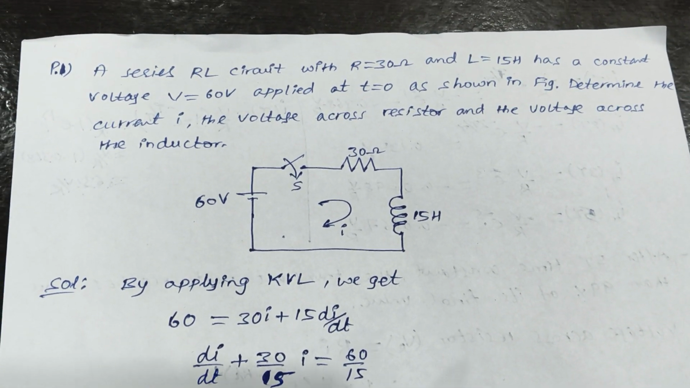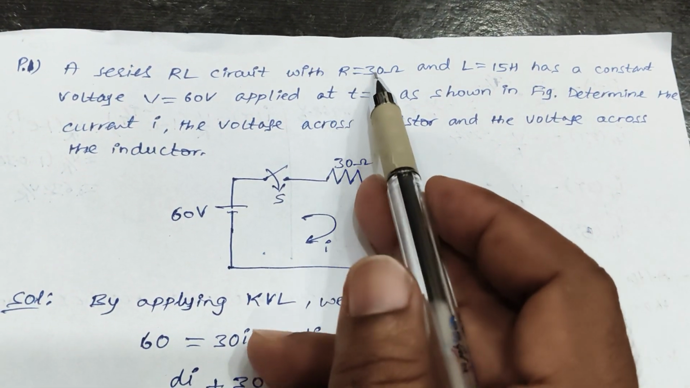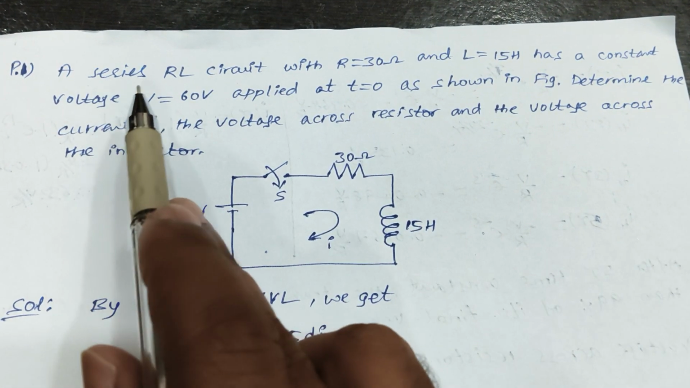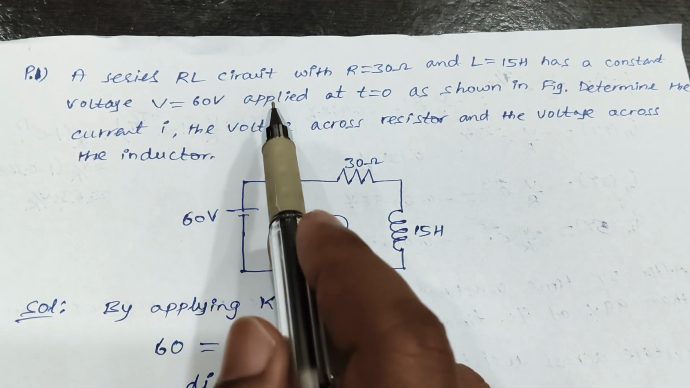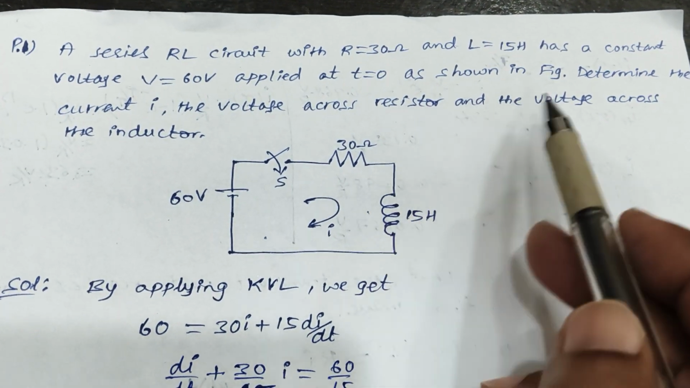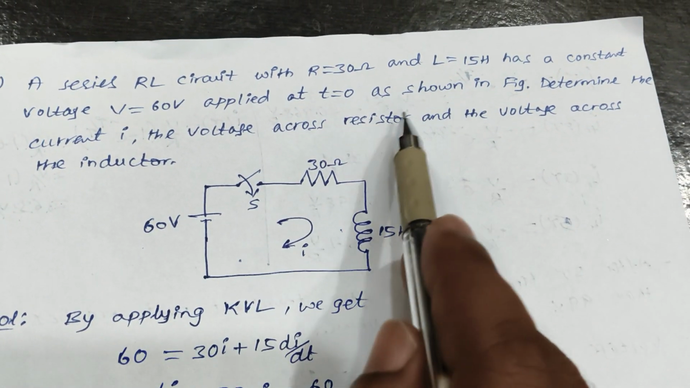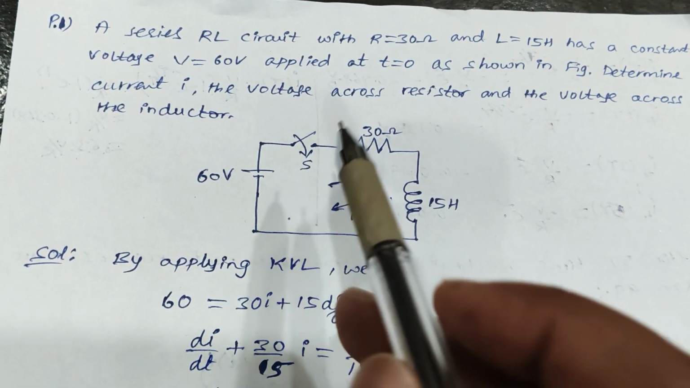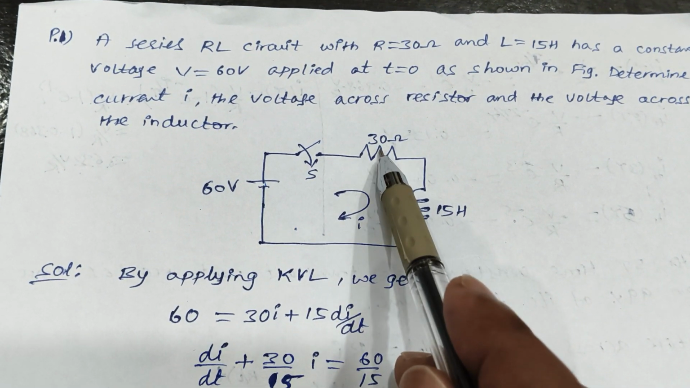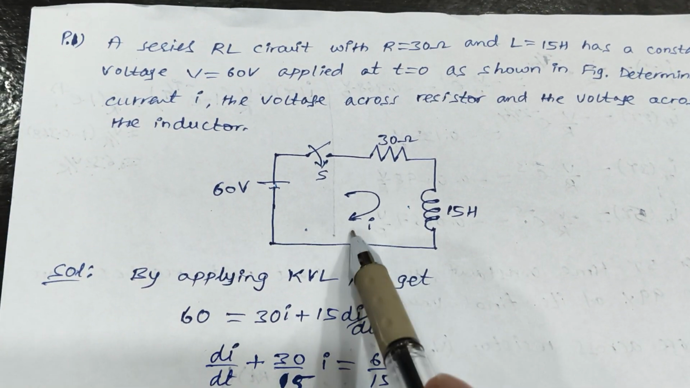If you see the problem, the statement is: a series RL circuit with R equal to 30 ohms and L equal to 15 Henry has a constant voltage V equal to 60 volts applied at t equal to 0, as shown in the figure. This is the figure. Determine the current i, the voltage across resistor and the voltage across inductor. 60 volts is connected to the series resistance and inductor through the switch. The response is current response.